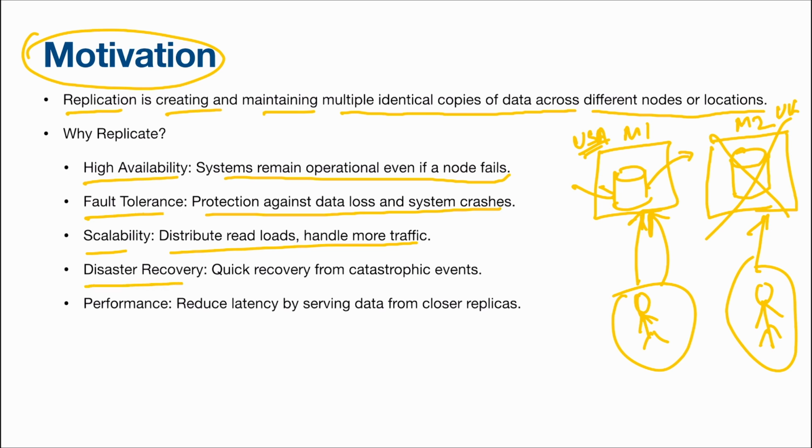Disaster recovery, I briefly talked about this before. In case M1 or M2, one of them, goes down due to some natural disaster, we can recover the data again. And performance: reduce latency by serving data from closer replicas, which we talked about in the USA-UK example. Let's move on.